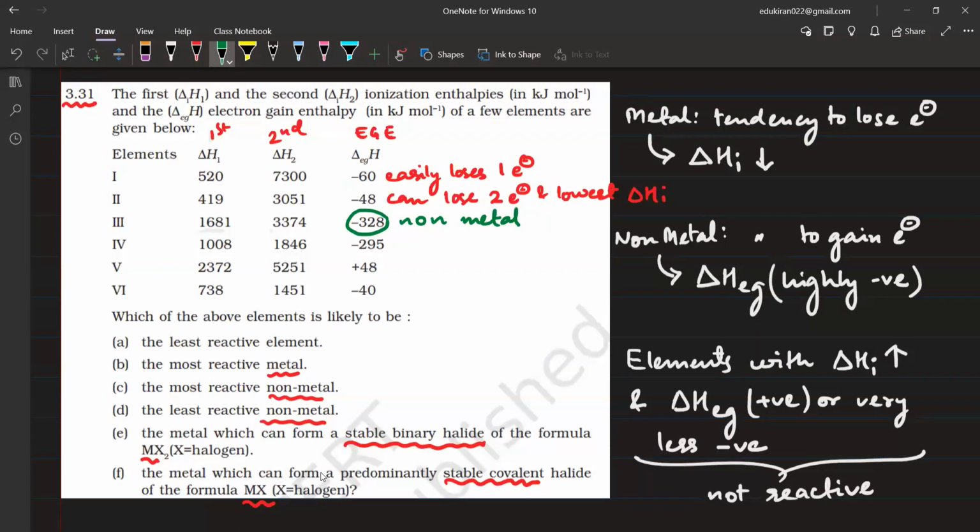Okay. Now, when I look at the fourth element, it is having almost okay first ionization enthalpy, quite low second ionization enthalpy, and this is again quite very high. Next, when I look at the fifth element, it is having high first ionization enthalpy. Second ionization enthalpy is also very high. Electron gain enthalpy is also positive. That means it neither wants to lose electron nor it wants to gain electron. So it is basically not reactive.